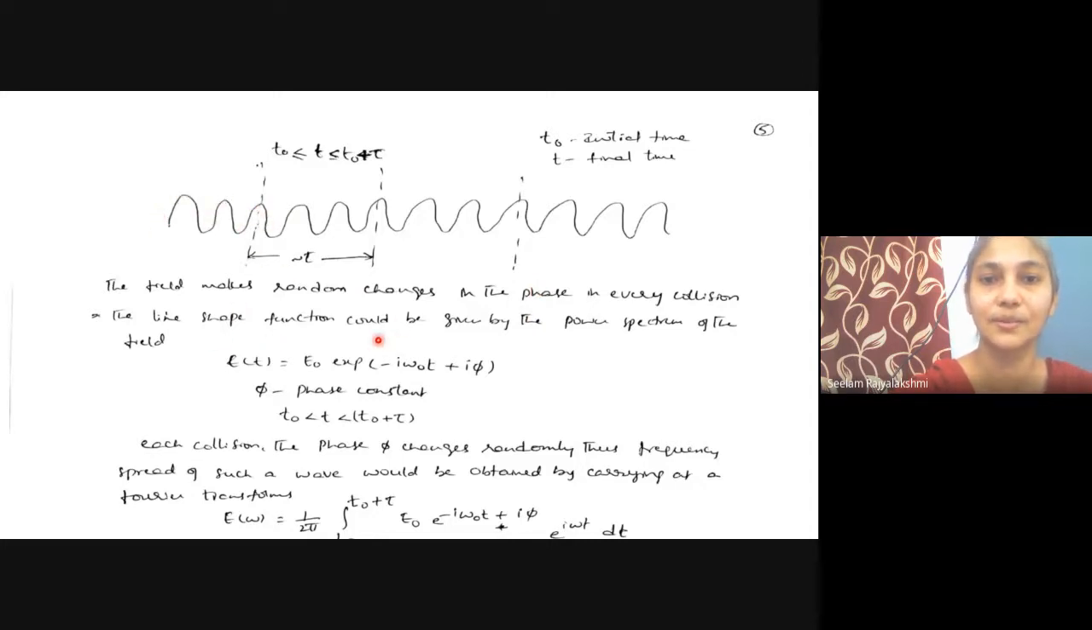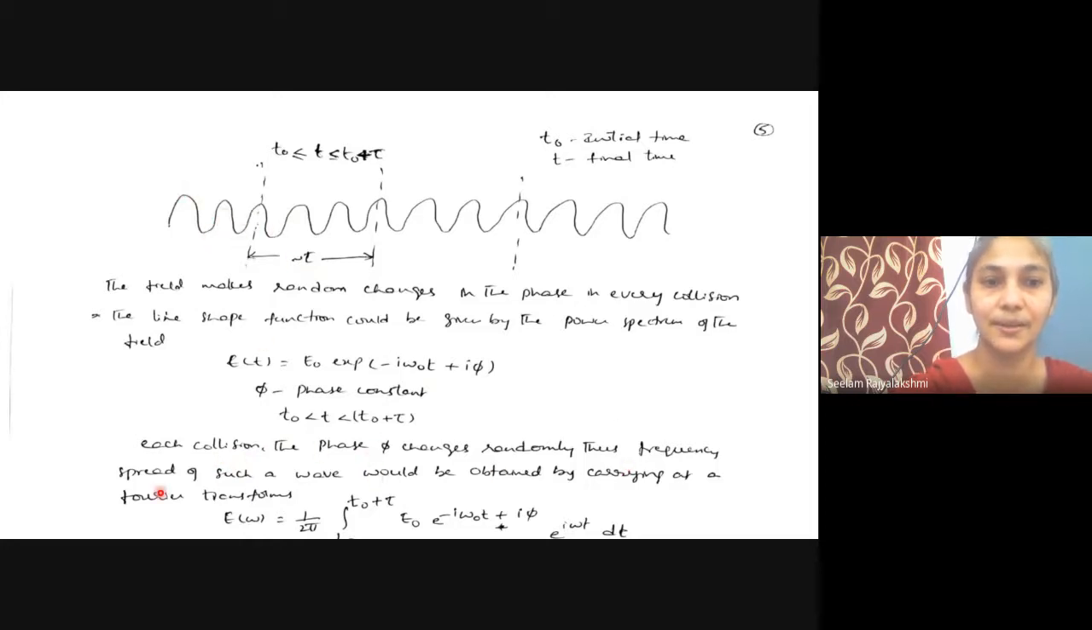The line shape function can be given by the power spectrum of E(t) = E₀ exp(−iω₀t + iφ), where φ is the phase constant. Here t lies between t₀ and t₀ + τ, and the distance from here to here is τ. t₀ is the initial time, t is the final time, and φ is the phase constant. At each collision we can observe a random phase change of φ.